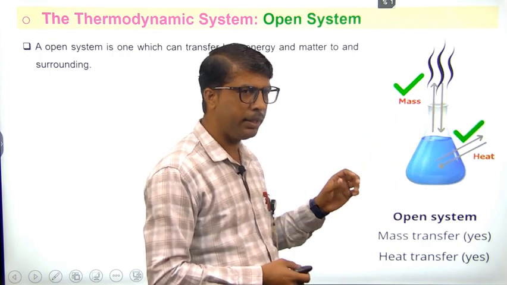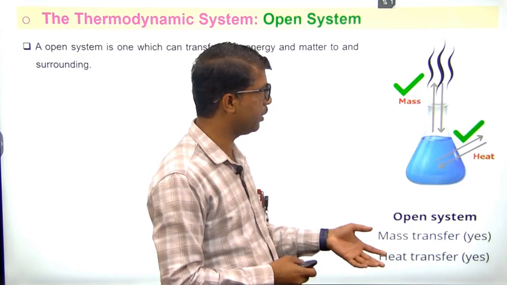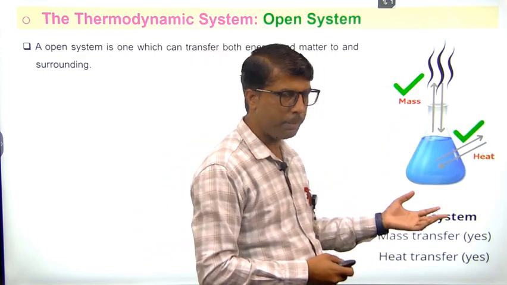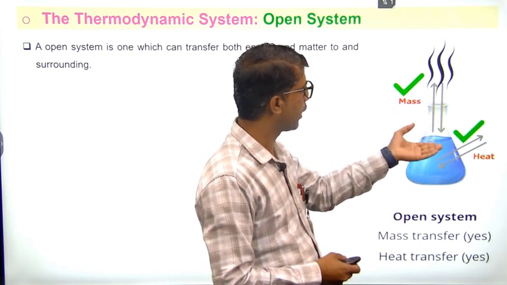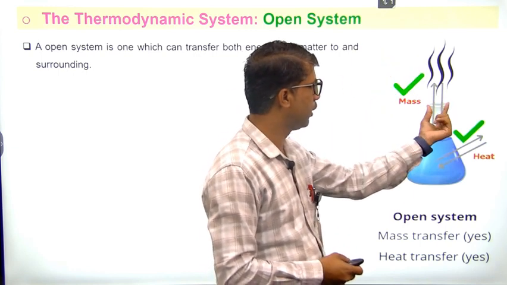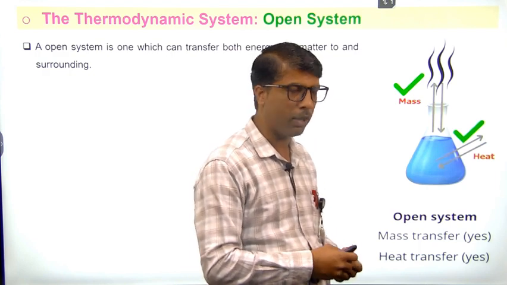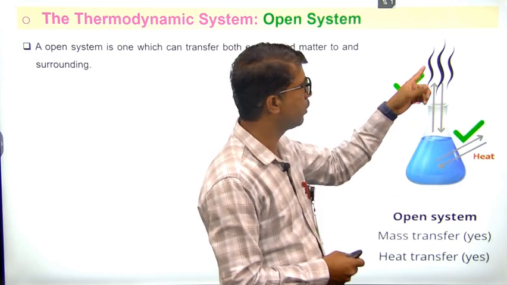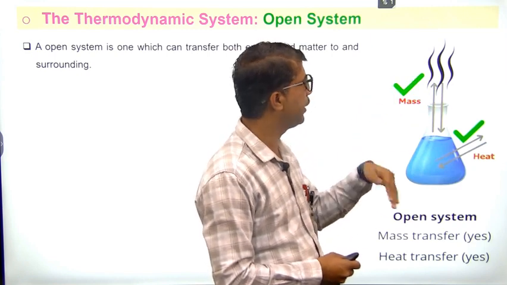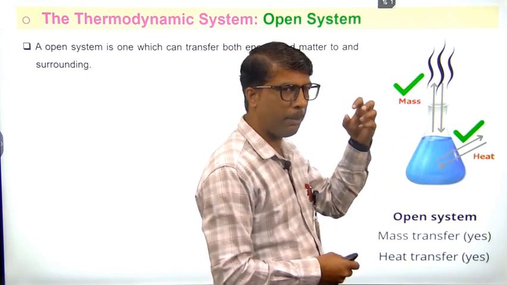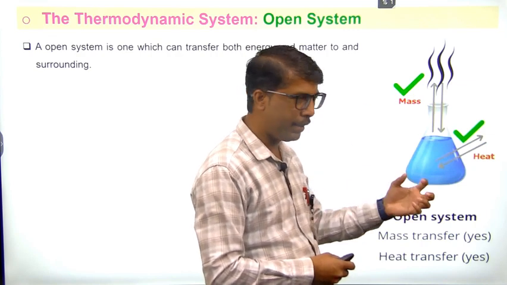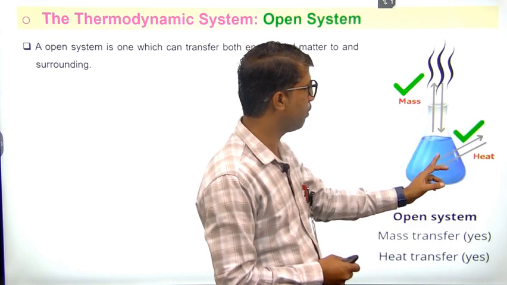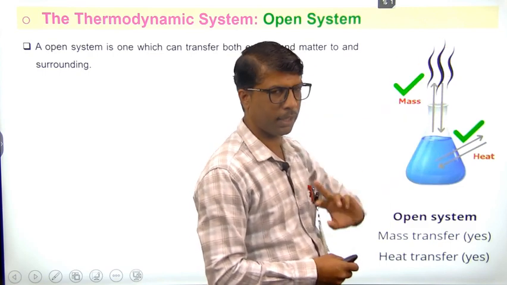When we do this operation, the water gets converted into vapor and transfers to the surrounding through the narrow opening of the conical flask. When the water vapor goes to the surrounding, that indicates some mass, some matter, is transferred to the surrounding. This indicates the transfer of matter from the system to the surrounding.